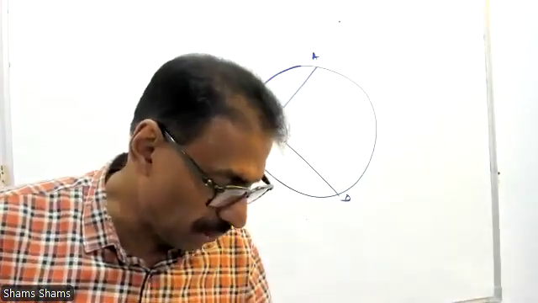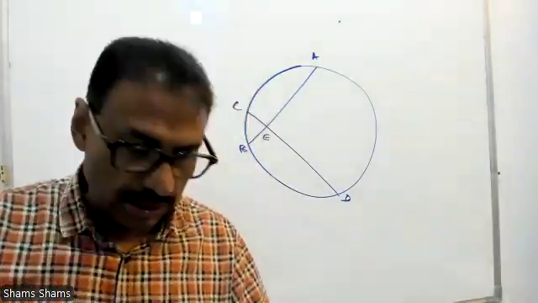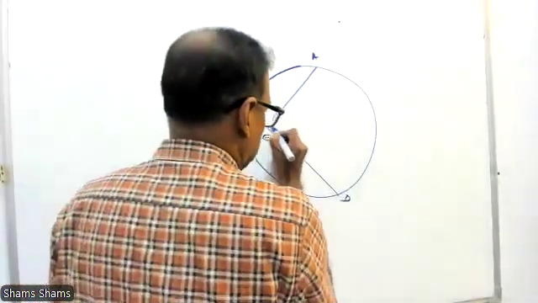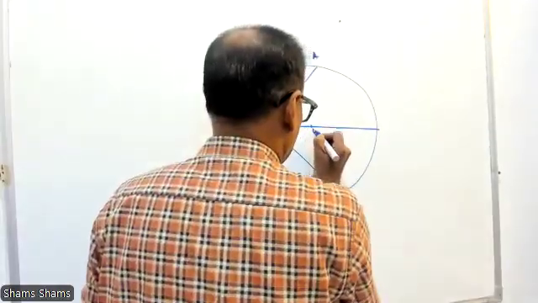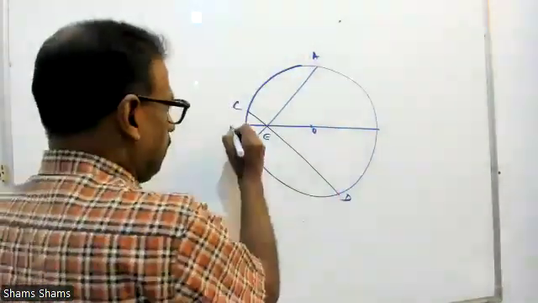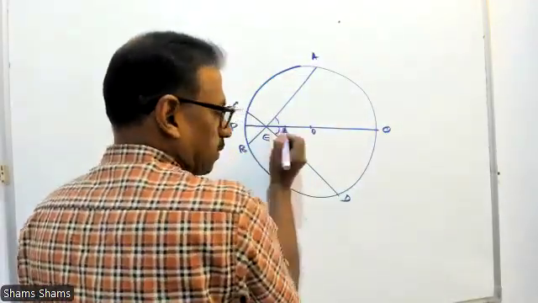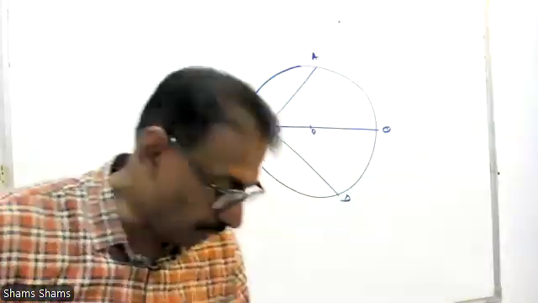Two intersecting chords of a circle make equal angle with the diameter. So we draw one diameter. It is passing through the point. This is the diameter, you can name it P, Q the diameter. These two angles are equal. Correct or not? First say correct or not?